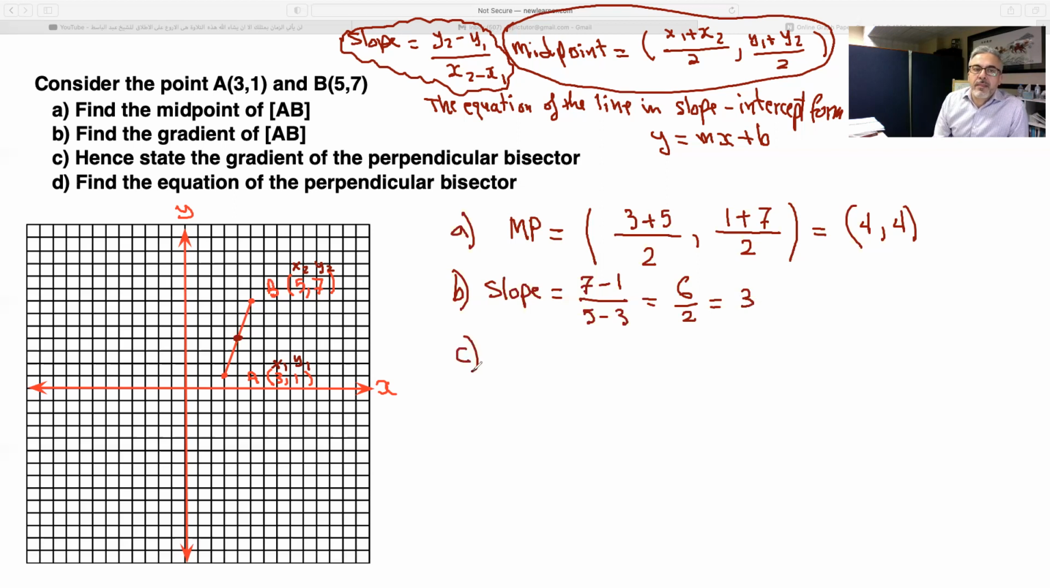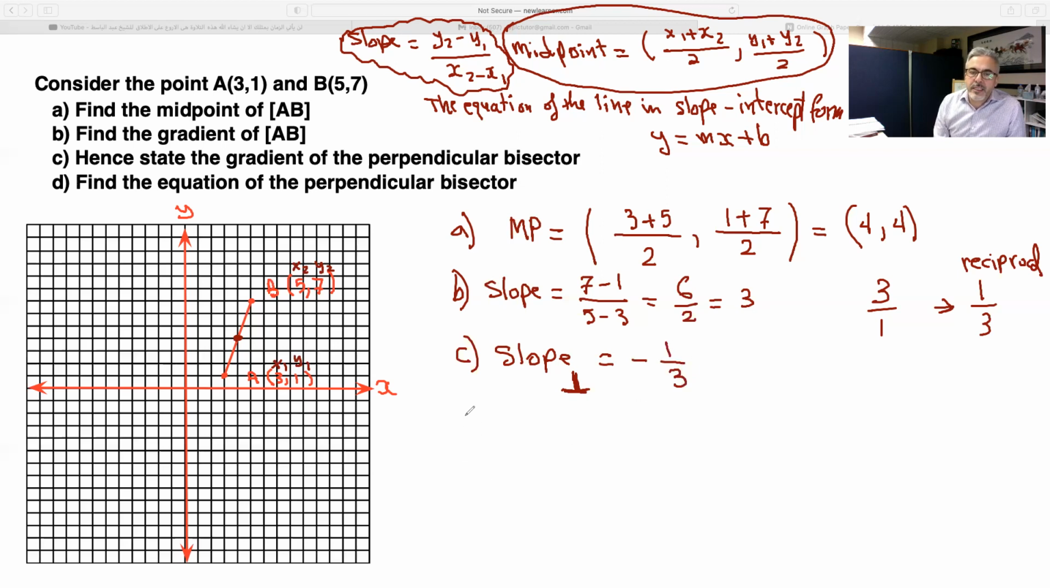Now C, they say, and hence state the gradient of the perpendicular bisector. So state the slope of the perpendicular bisector. So you must know that if you have two perpendicular lines, their slopes will be the negative reciprocal of each other. So reciprocal, if the slope here is 3 over 1, the reciprocal would be 1 over 3. So it just means flip this fraction. That's called the reciprocal. And since the slope of the perpendicular bisector would equal, all you need to do again is the negative reciprocal of this number. So the reciprocal is 1/3, and then it's negative, so it's negative 1/3.